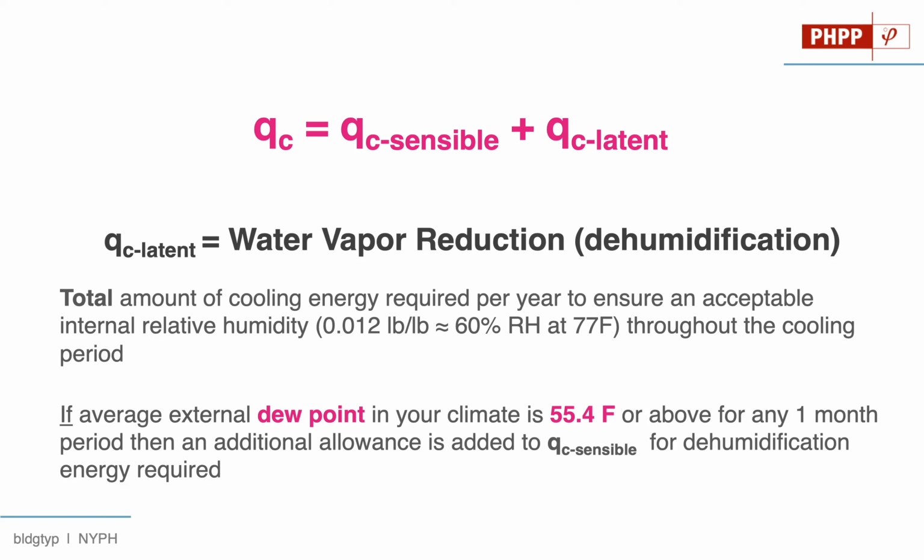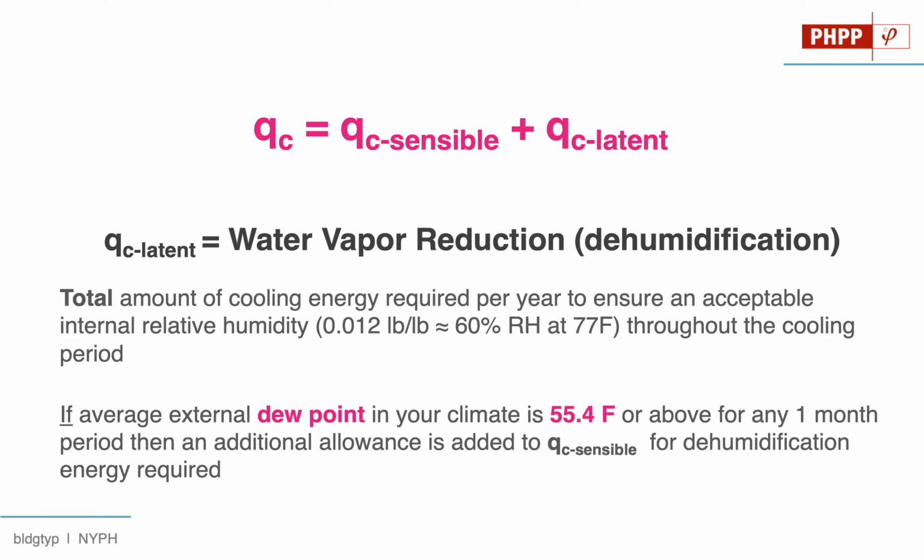Dehumidification need in most buildings is really just a function of your climate. You do have some levers, and we'll talk about them, but they are very few and far between. And so, what PHI has said for certification purposes is, okay, meet that 4.75 sensible cooling energy demand limit, and then depending on how humid your climate is, there will be an additional allowance for that so-called latent cooling demand energy, the amount of energy needed to dehumidify the building.